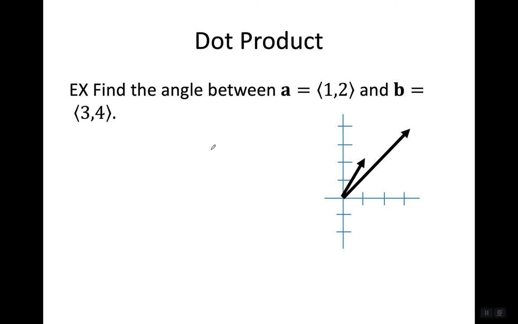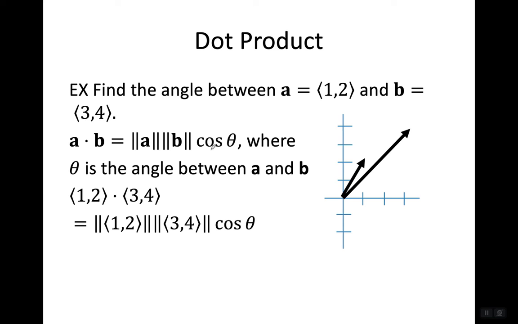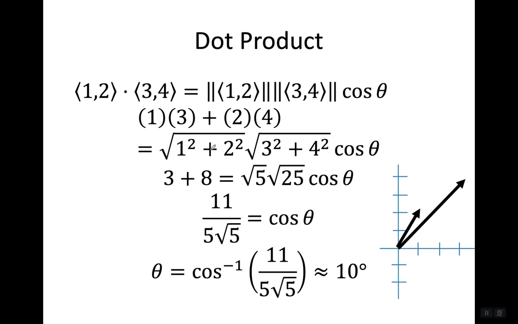So for example, let's find the angle between a equals 1, 2 and b equals 3, 4. We'll use this principle. a dot b equals the length of a, length of b, cosine theta. Theta is the angle between a and b. 1, 2 dot 3, 4 equals the length of 1, 2 times the length of 3, 4 times the cosine of theta. Okay, so 1, 2 dot 3, 4, we've seen that before. That's 1 times 3 plus 2 times 4.